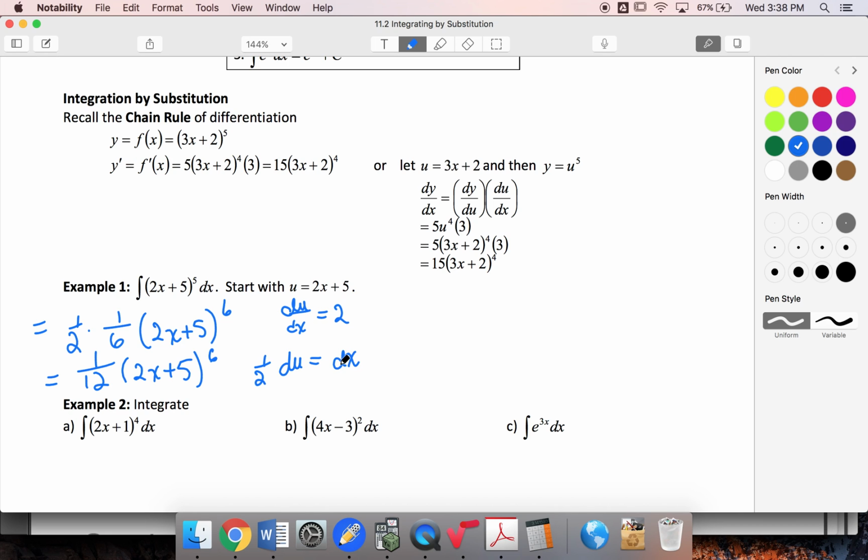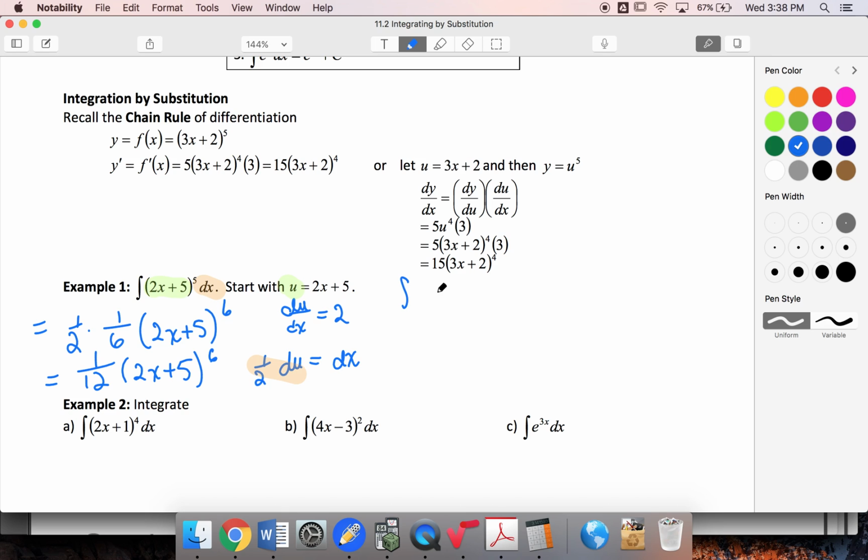The whole point of substitution is to end up with something we know how to integrate. The only way I know to integrate this is if I expanded with binomial theorem, which I don't want to do. So instead, I'm going to substitute. So I'm going to replace my 2x plus 5 with my u. I'm going to replace my dx with a half du.